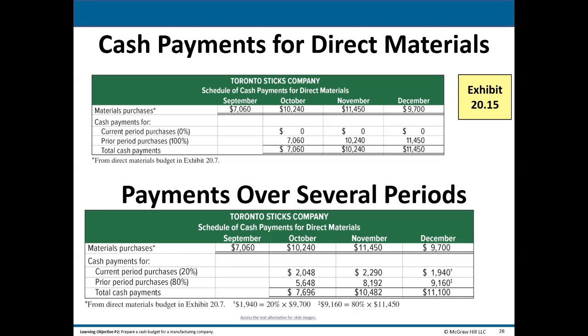Payment of materials over several periods. So when payment for materials occurs over several periods, the payments for those prior periods reflect the multi-period payment pattern, just like we did with cash receipts, only it's on the payment side. So for example, if TSC pays for 20% of purchases in the month of purchase and pays for 80% of purchases in the month after, then its schedule of cash payments for direct materials is as shown in the bottom part of this slide.